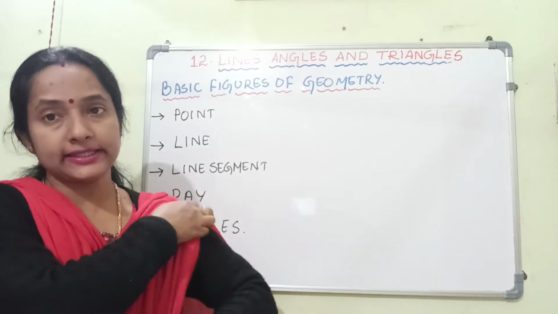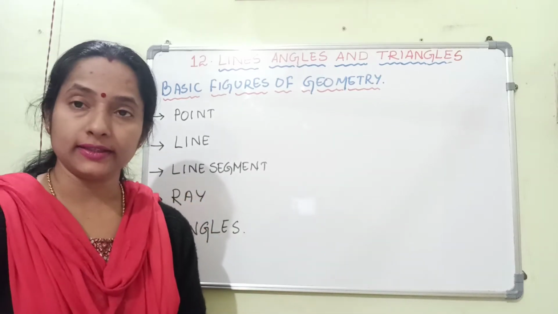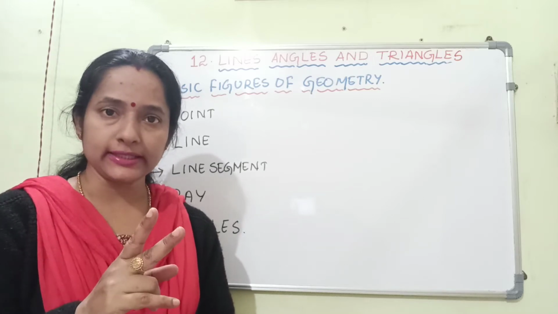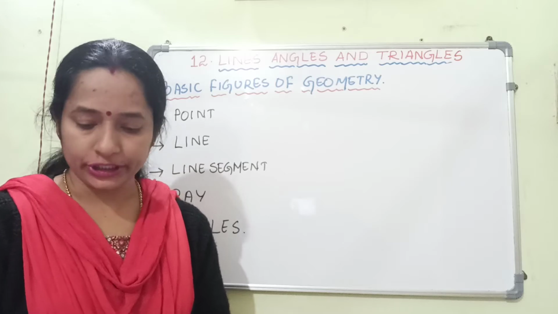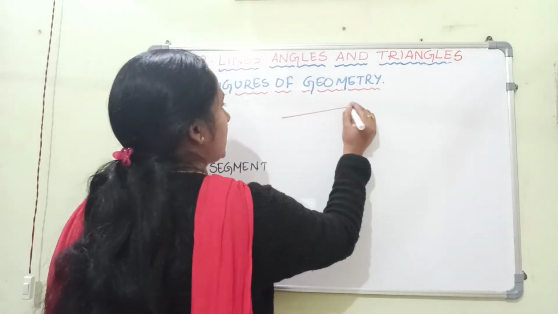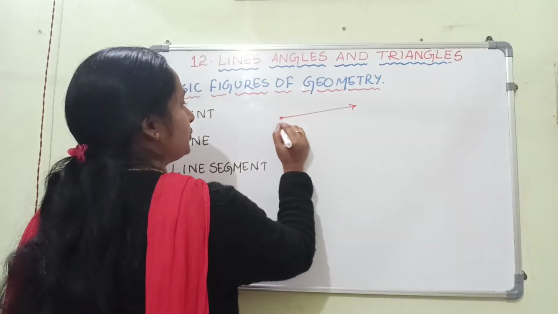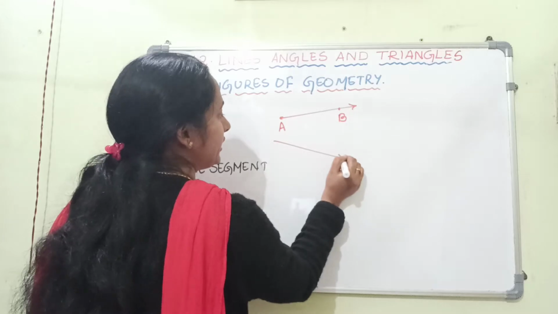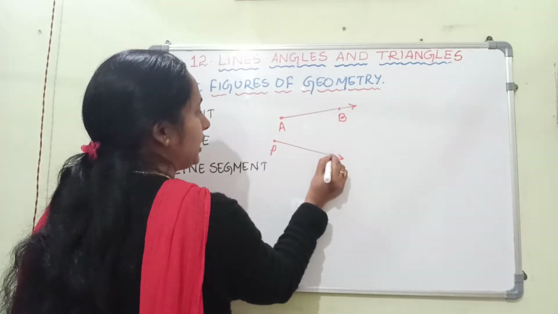Now children, let us understand what an angle is. An angle is a figure that is formed by two rays that have a common endpoint. Now let me draw two rays first. Here, I have drawn a ray AB, and I am drawing another ray, suppose PQ.